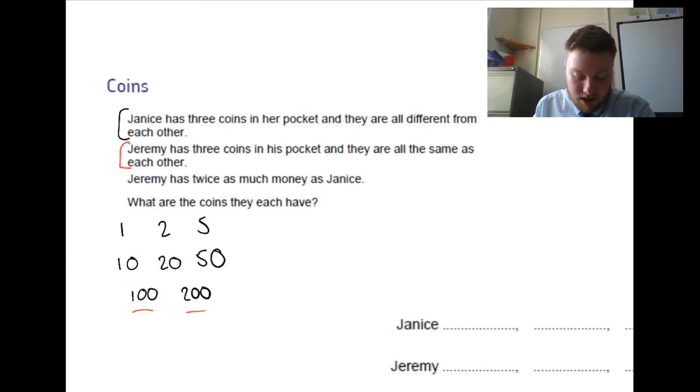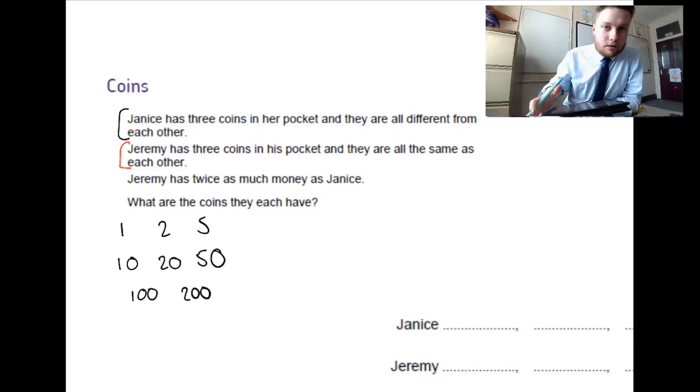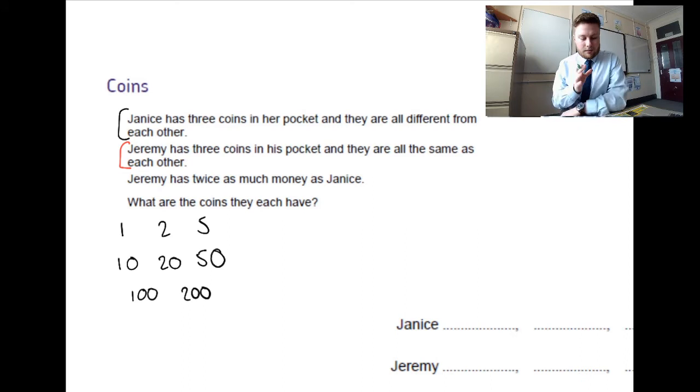And so if we try and think about Janice, it's going to be very difficult. We're not going to narrow down what we need. It's just going to leave everything quite open. So what we should do instead is think about Jeremy. That's going to make it a little bit easier because we know that his 3 coins are the same.